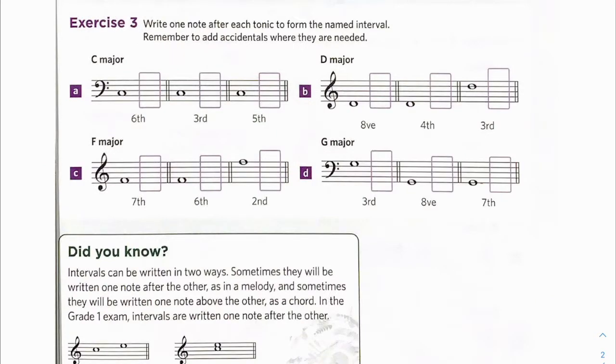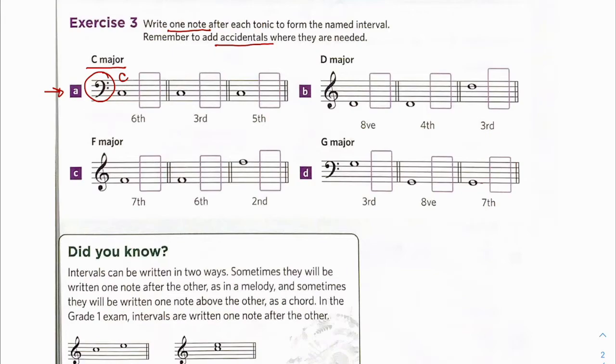Exercise 3. Write one note after each tonic to form the named interval. Remember to add accidentals where they are needed. Question A. We are in the key of C major, and there are no sharps or flats in the key of C major, so we don't need to worry about the accidentals.